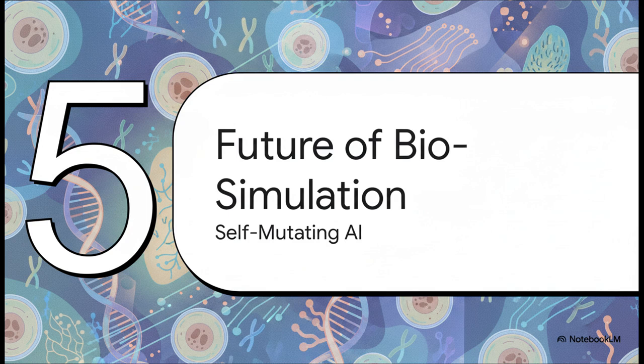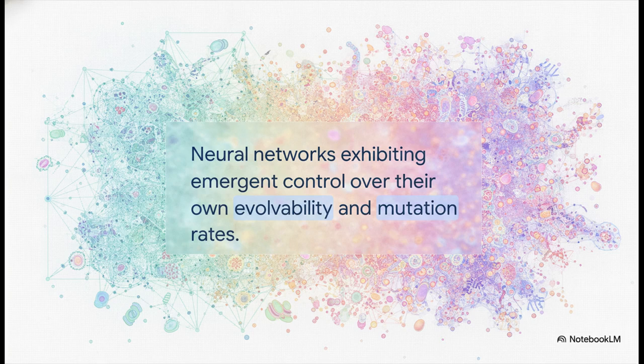Which brings us to our final part, Section 5, the future of biosimulation. We've reached a really fascinating point. What actually happens when the artificial intelligence we use to study biological evolution begins to mimic that evolution itself? This is the astonishing concept of self-referential AI. We are talking about neural networks, specifically graph hypernetworks, that exhibit emergent control over their own evolvability and mutation rates.